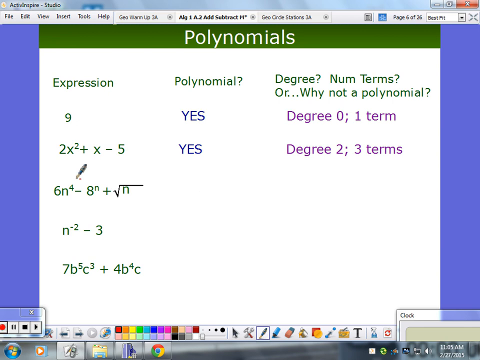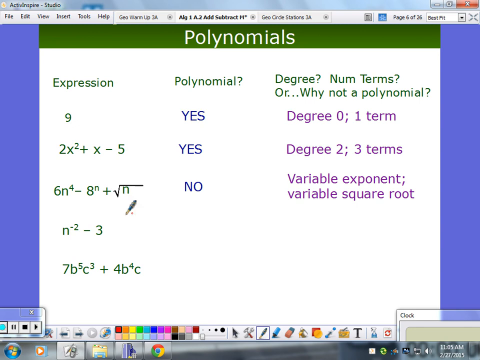Okay. How about this guy? Is this a polynomial? It is not. Why not? Variable, right? So here's one reason: we have a variable up here as an exponent. There is another reason. Yeah? Because we can't have a radical.